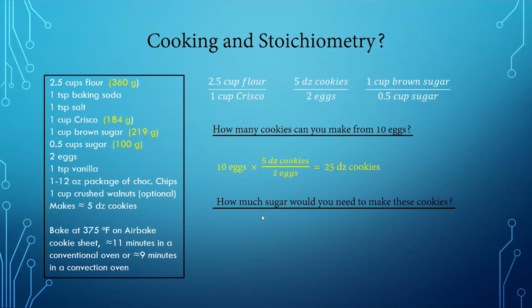We could also calculate how much sugar would be needed. We can't make the 25 dozen cookies with just the eggs. We need the right amount of all the other ingredients. So we could now calculate how much sugar would be needed to make that same 25 dozen cookies. So we begin with our 25 dozen cookies, and we know that it takes half a cup of sugar to make 5 dozen cookies, and that means we're going to need 2.5 cups of sugar. We can go through that same calculation for every ingredient in the recipe.